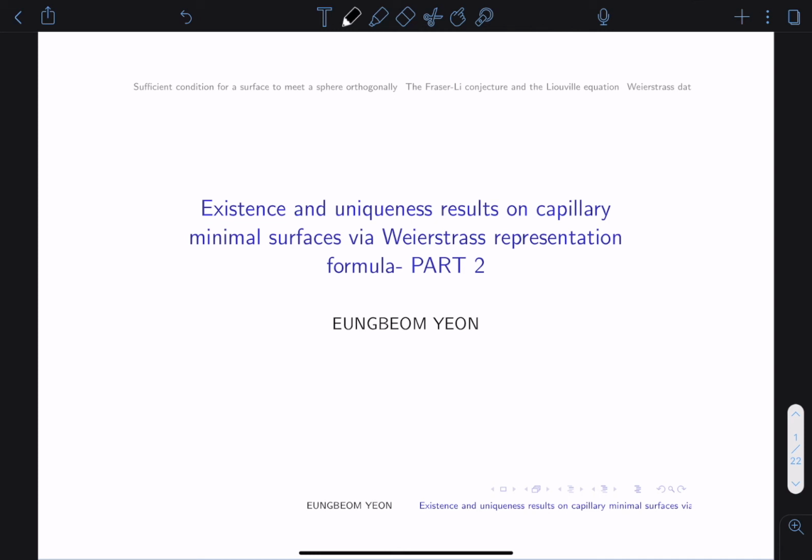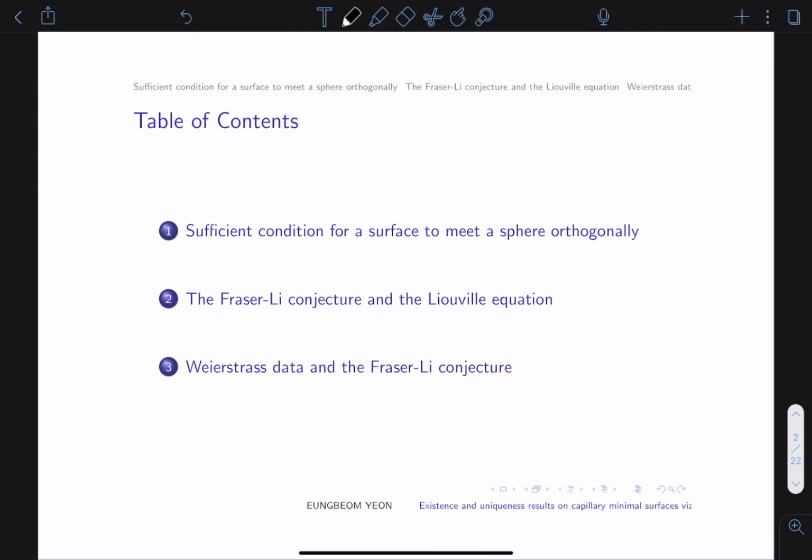In the second part of the talk, we will mainly discuss the Fraser-Li conjecture in terms of the Weierstrass data. So this is the table of contents I will follow in this talk. First, we will talk about a sufficient condition for a surface to meet a sphere orthogonally. And second, the Fraser-Li conjecture and the Liouville equation as its equivalent form will be mentioned. Lastly, we will discuss what we can deduce regarding the conjecture in terms of the Weierstrass data. The results in this talk are from joint work with Jeon-Li.